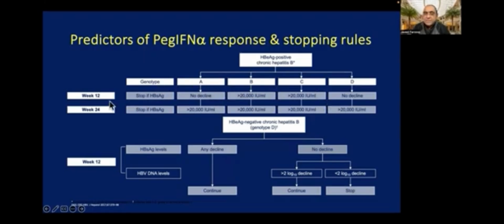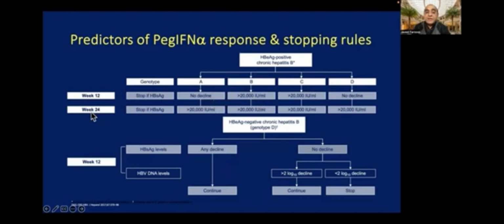Coming to the genotype A, at 12 weeks, you stop if HBs antigen is no decline. If there is no decline, you stop the treatment. If the level is more than, in genotype B, more than 20,000, again you stop. In C, again more than 20,000, and in D, if there is no decline. So here, according to the HBs antigen levels, if there is no decline in A or D, you stop the treatment. But if it is more than 20,000, you check, and it is more than 20,000 in genotype B and C at 12 weeks, then again you stop this treatment.